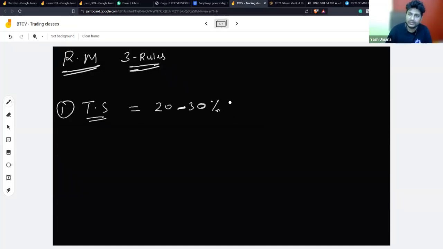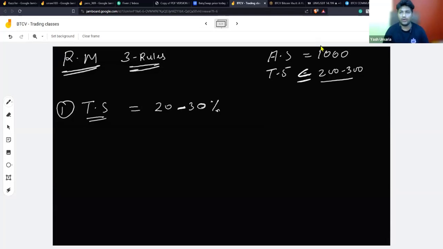Now, some of you can say it looks like a very high trade size here. So what is the trade size? For example, if your account size is $1,000, then your trade size must be between 200 to 300, or maybe less than that. That is what trade size means.